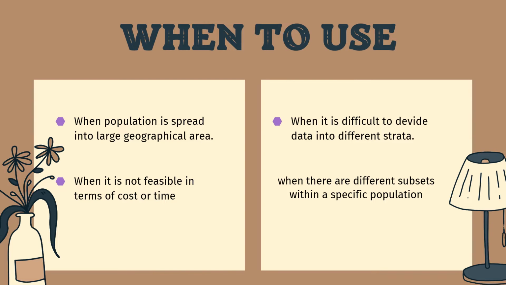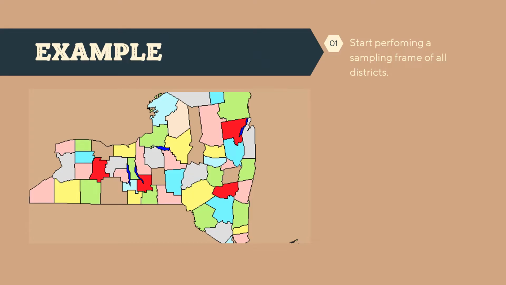Third, when it is difficult to divide data into different strata. Especially in a widely dispersed population, it is difficult to draw a sample out of it. So, using multi-stage cluster sampling would be easier and less inconvenient. Lastly, when there are different subsets within a specific population, using multi-stage cluster sampling would be a great help.